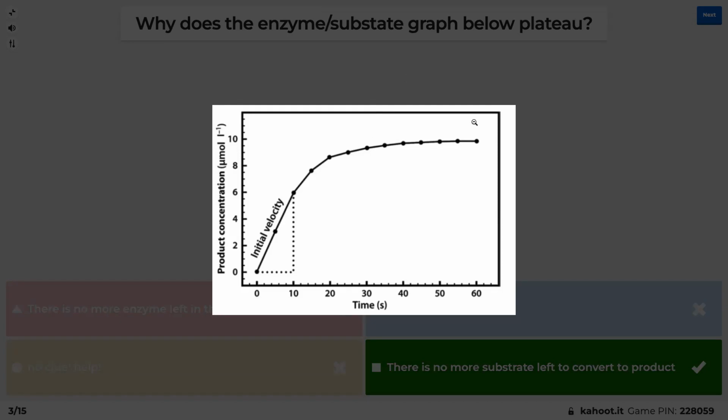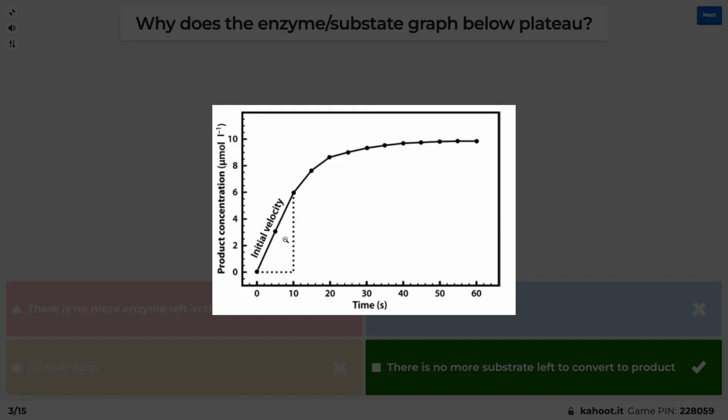Okay, so the answer is there's no more substrate left to convert to product, or all the enzymes are busy. It wouldn't be that there's no more enzyme left in the cell, because the enzymes are still there, they're still present. You're not really going to see a decrease in the enzyme presence in the cell. However, you will see a decrease in substrate presence as it's turned into product, right?